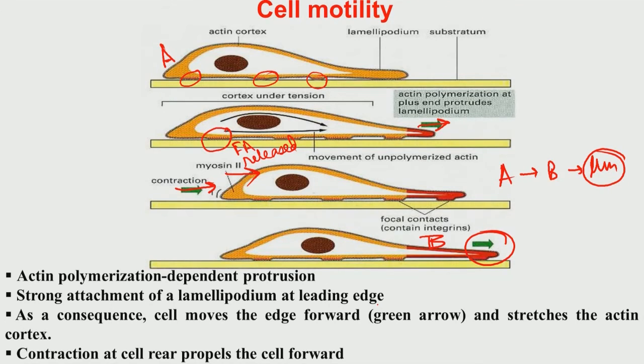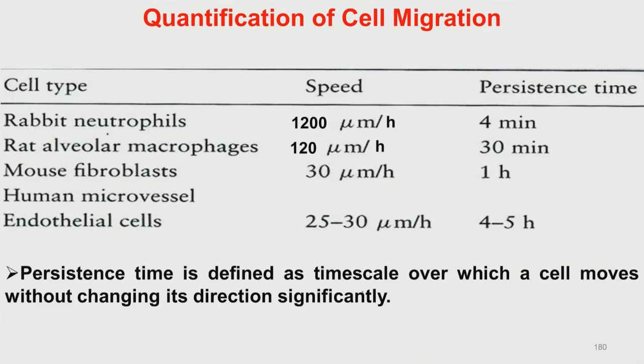So, this changing direction, how frequently or how soon the cell changes its direction, is determined by persistence time. I will show you a few numbers. Persistence time is defined as the time scale over which a cell moves without changing direction significantly. I have mentioned a few cell types in this particular slide.